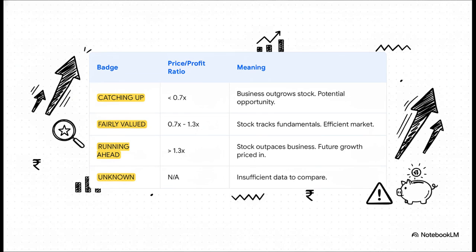It does the math and gives you a simple badge. So if that ratio is less than 0.7, meaning the stock is seriously lagging behind the profit growth, bam, you get a catching up badge. That's where you might want to start digging for opportunities. On the flip side, if the ratio is over 1.3, it gets flagged as running ahead. That's a pretty clear signal that maybe the stock is getting a bit overheated.